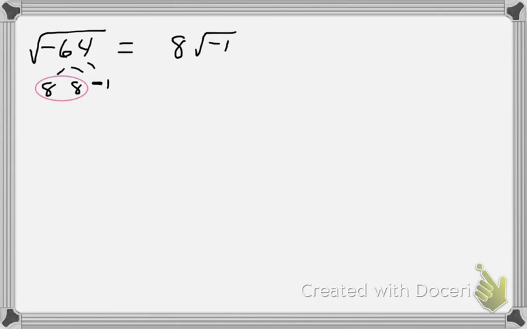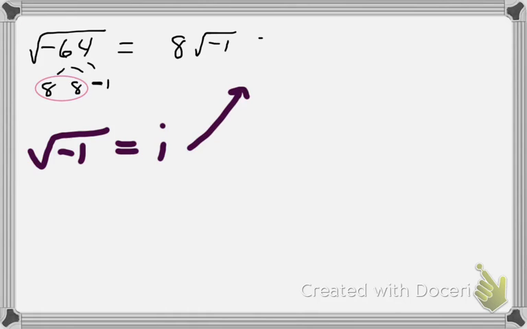And the negative 1 you could consider a lonely for this, if you wanted. And the square root of negative 1, we just defined that as what? As i. And so that can be written as 8i.